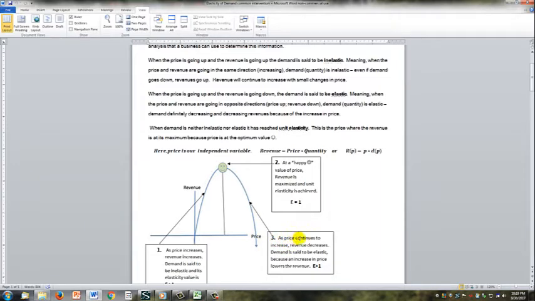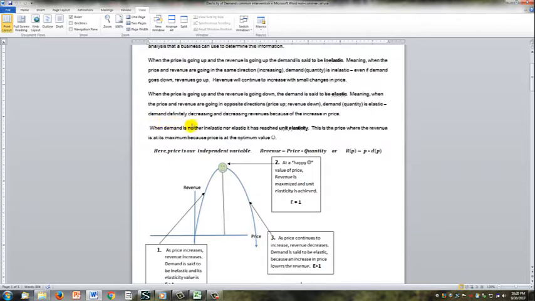You would say as price continues to increase, revenue is decreasing, therefore demand is said to be elastic because an increase in price lowers the revenue. And this function that we're going to write, called the elasticity function, will give you a value, and if it is greater than 1, then demand is elastic, and we're going to get decreases in revenue.